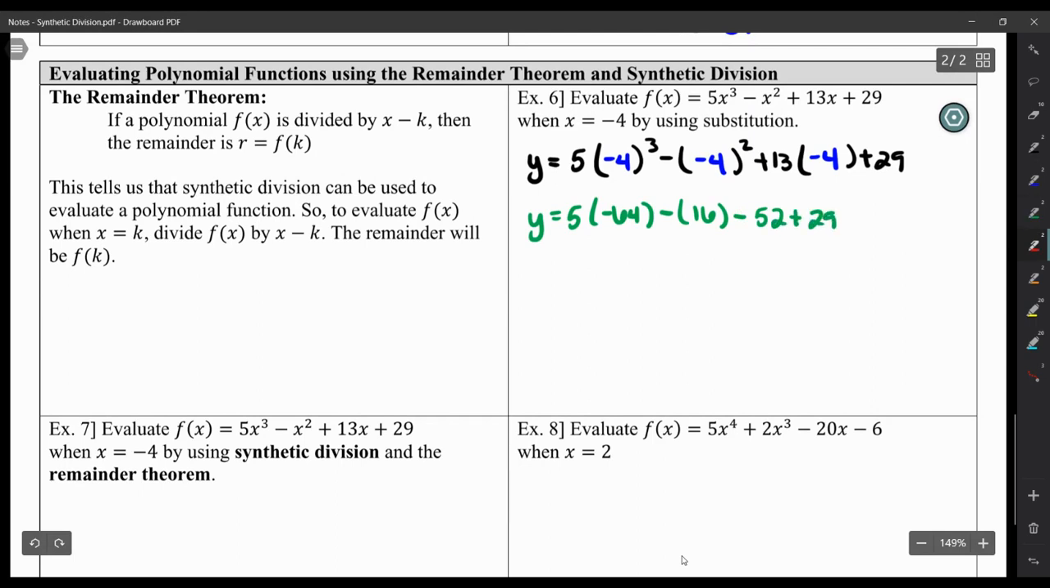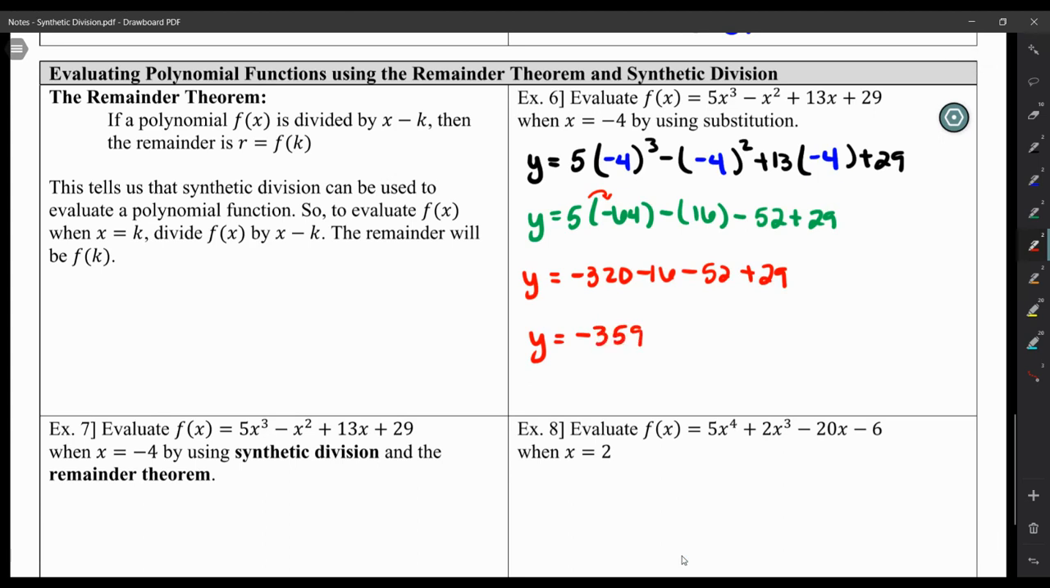And then we can keep going. I know that 5 times negative 64 is going to give us negative 320 minus 16 minus 52 plus 29. Combine all those numbers together and we get a y value of negative 359. So this is the old way that we would have to use evaluation. We would have to take x and plug it into every x in the polynomial and then use substitution.